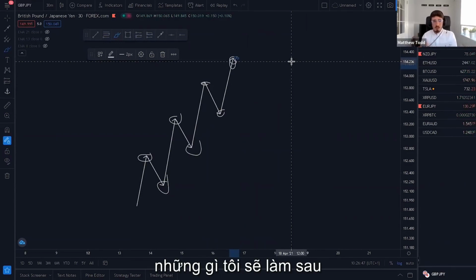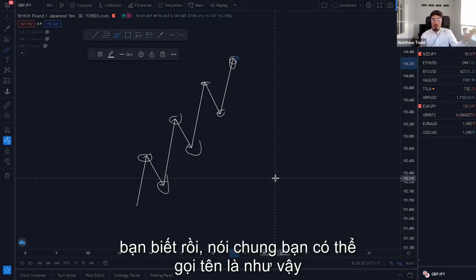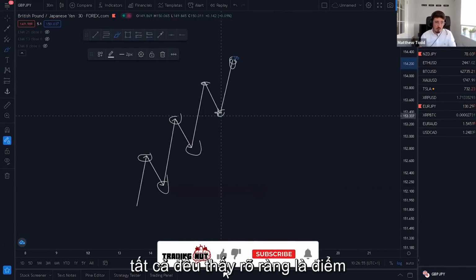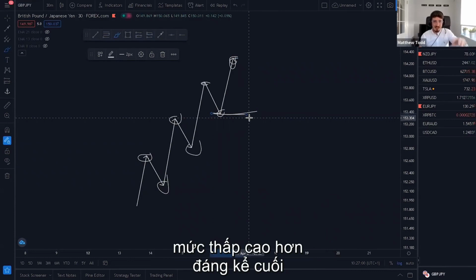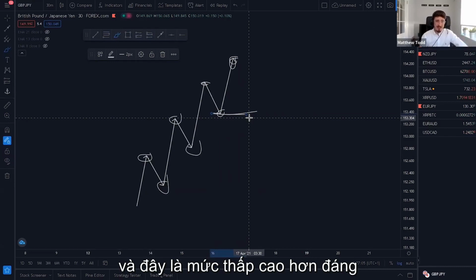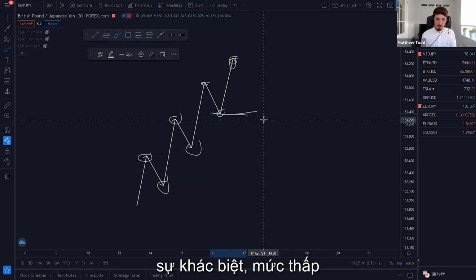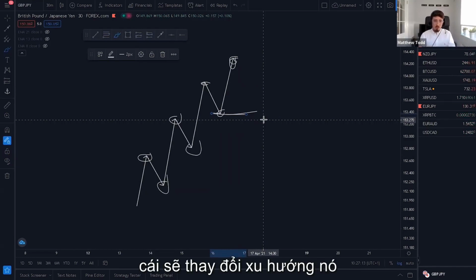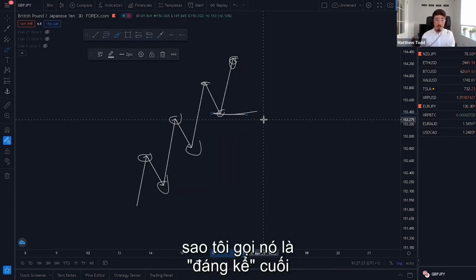What I would then do is look at where that leg came from. Where did the impulse, leg, push, whatever you want to call it, come from? Which we can all quite clearly see is this point here. So that becomes the last significant higher low. Now there's higher lows and there's last significant higher lows, and you're probably wondering what the difference is. The last significant higher low is the one that will change the trend. It's the one that holds the most importance to the trend, whether it remains bullish or flips bearish.